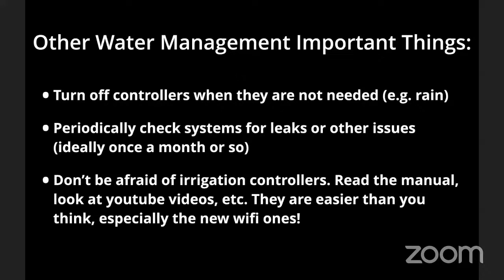And then some other important tips to save some water. Remember to turn off your controllers when they're not needed, like after rain. With those smart timers that are connected into the weather stations, they can often know that, and you can set them to turn off for a while. Periodically check systems for leaks and other issues, ideally once a month or so, but at least every 3 months. And don't be afraid of your irrigation controller. Read the manual. A lot of the manufacturers have YouTube videos explaining the controllers. They're easier than you think.